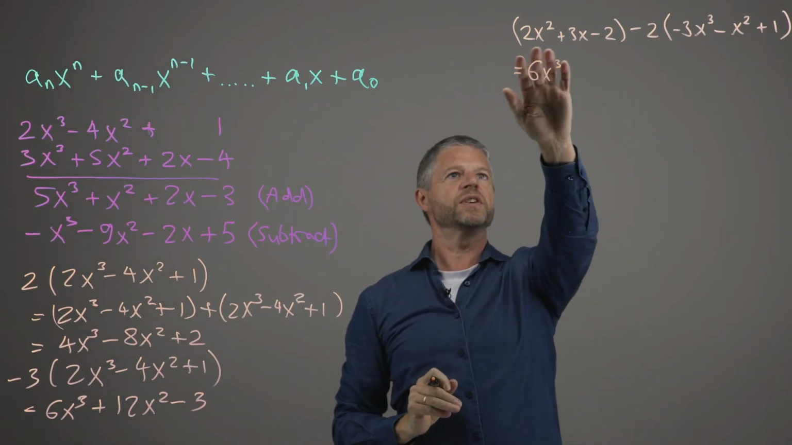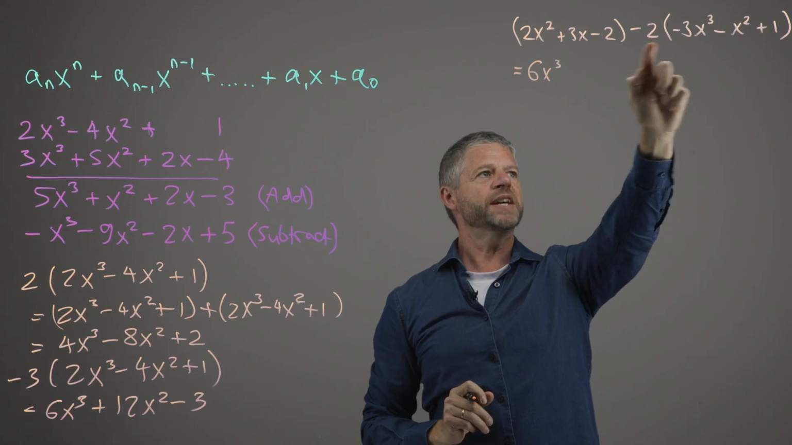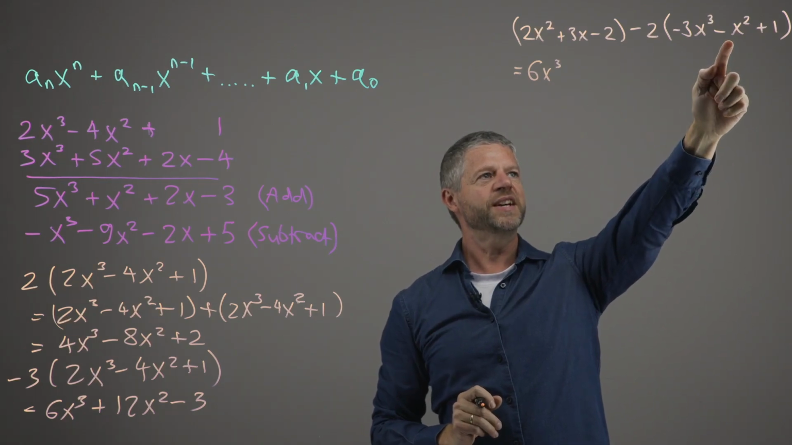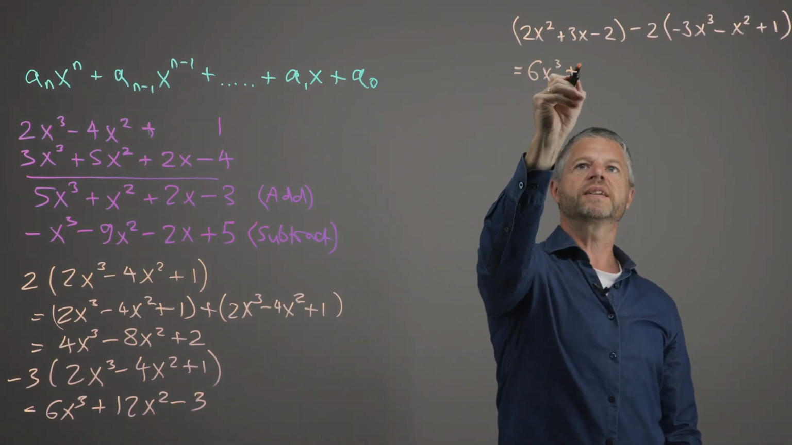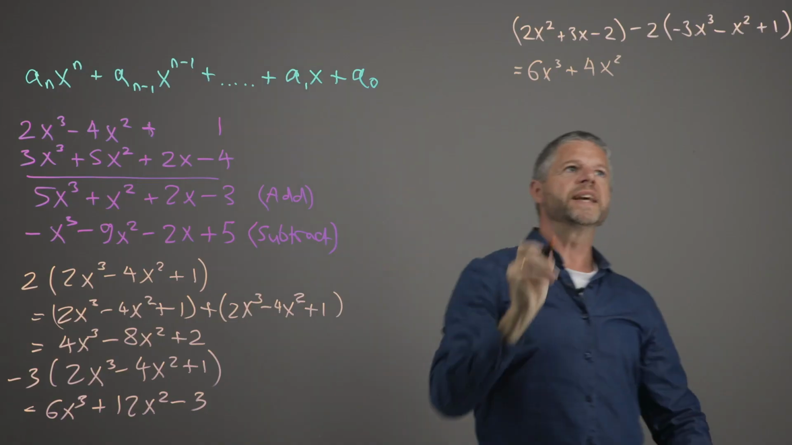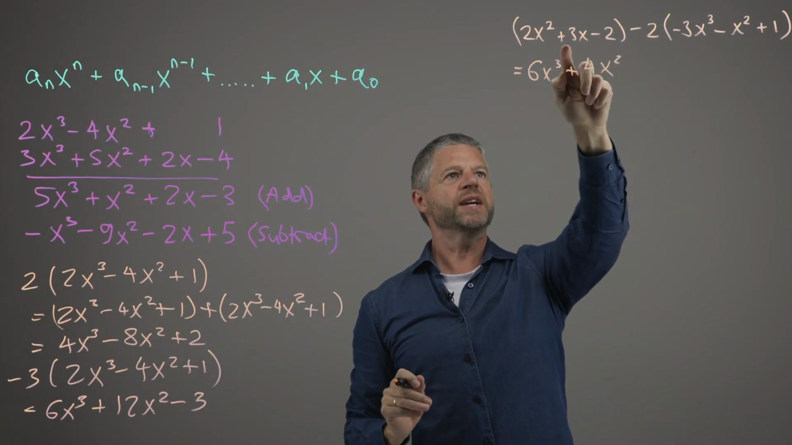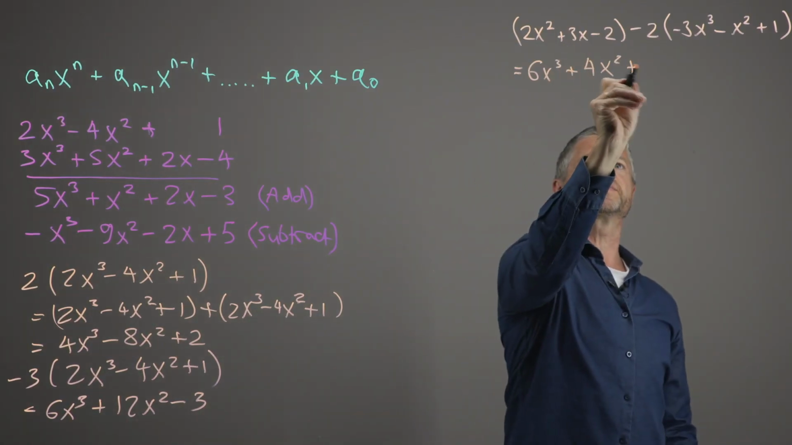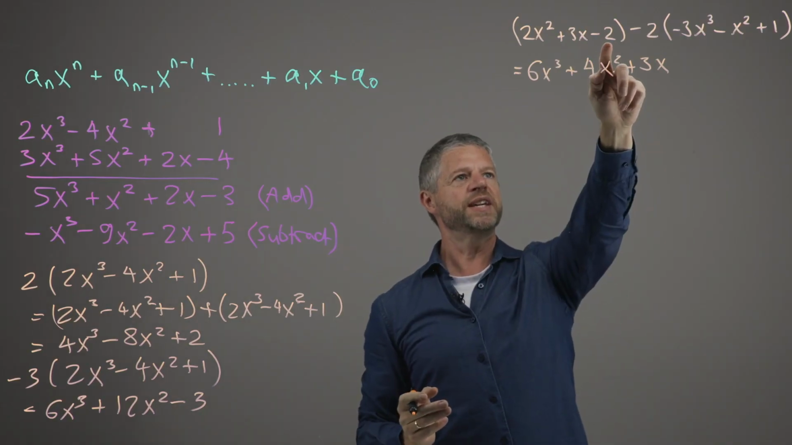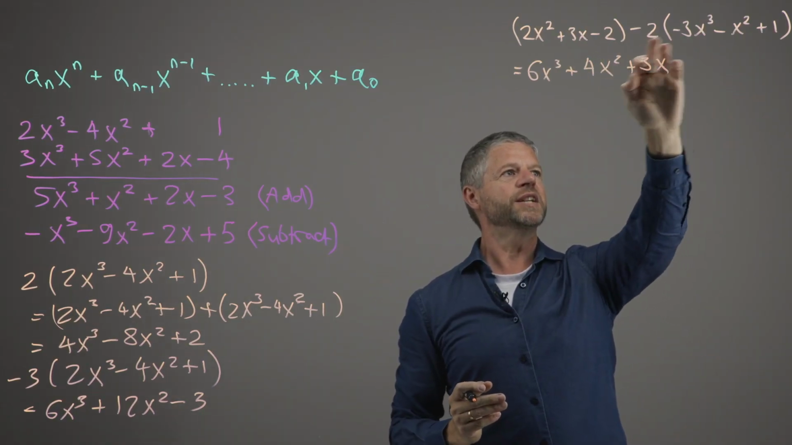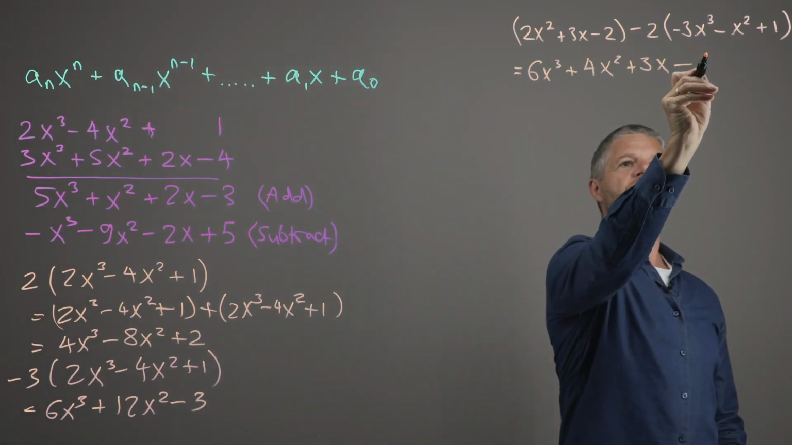And then next we've got x squared, we've got 2x squared here, and then over here we've got minus 2 times minus x squared, so that will be plus 2x squared. So overall we've got 4x squared. And then next we've got an x term. We don't have an x term over here, but we have one here, so we've got plus 3x. And then finally the constant, we've got minus 2 here, and minus 2 times plus 1, which is minus 2, so we'll have minus 4.